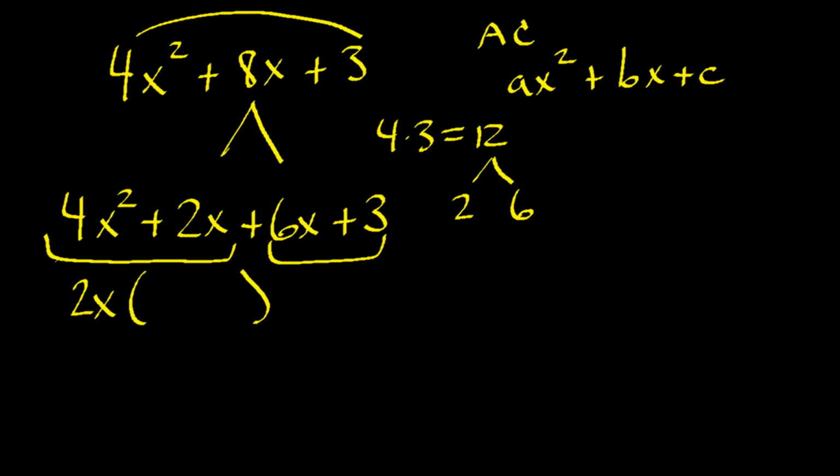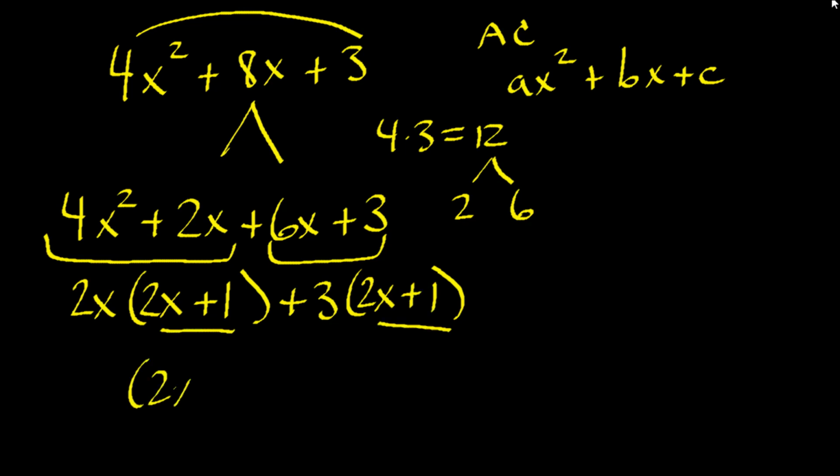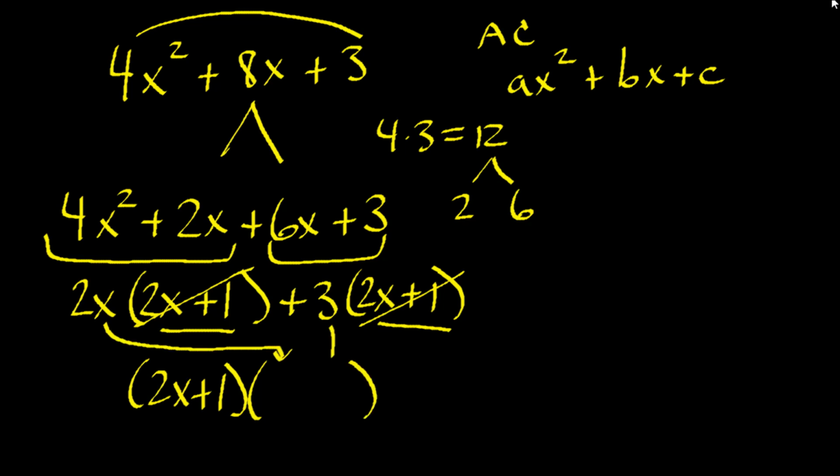4x squared divided by 2x is 2x. And 2x divided by 2x is 1. Now we look for the GCF out of the last two terms, which is positive 3. 6x divided by 3 is 2x, and 3 divided by 3 is 1. So we will factor 2x plus 1 out of this first set and 2x plus 1 out of the second set. And we will put a new set of parentheses, and these two factors drop down into that set of parentheses. You can check this by FOIL to see that this is correct.